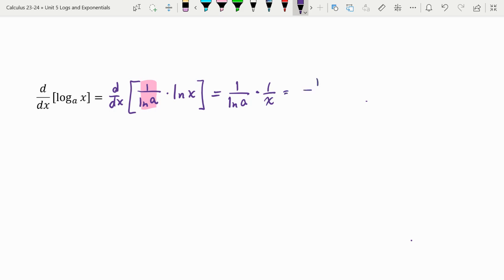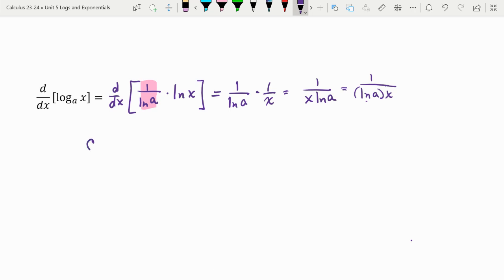Okay. So again, this was a constant. Just like if I had 2 times ln of X, I don't take the derivative of the constant, it's just multiplied out. So this derivative is going to be the constant, 1 over natural log of A, times the derivative of ln of X, which is 1 over X. I can either write this as 1 over X times ln of A, or write it as the constant times X, making sure the X doesn't look like it's inside the natural log.